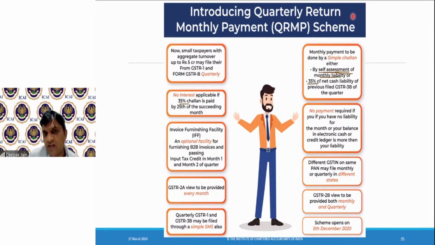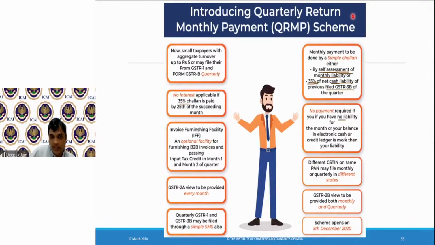As I said, if you're very lazy, then you say, okay, 35% of the net cash liability of the previous filed GSTR-3B of the quarter. Whatever is your previous filing, you can pay 35%, and the differential can be paid 35, 35, and then 30. That is the option of making the payment, either self-assessment or 35%. No interest is applicable if 35% of the challan is paid by the 25th, and no payment is required if you have no liability for the month or your balance in electronic cash or credit ledger is more. If your credit is more, then also you don't have to pay.